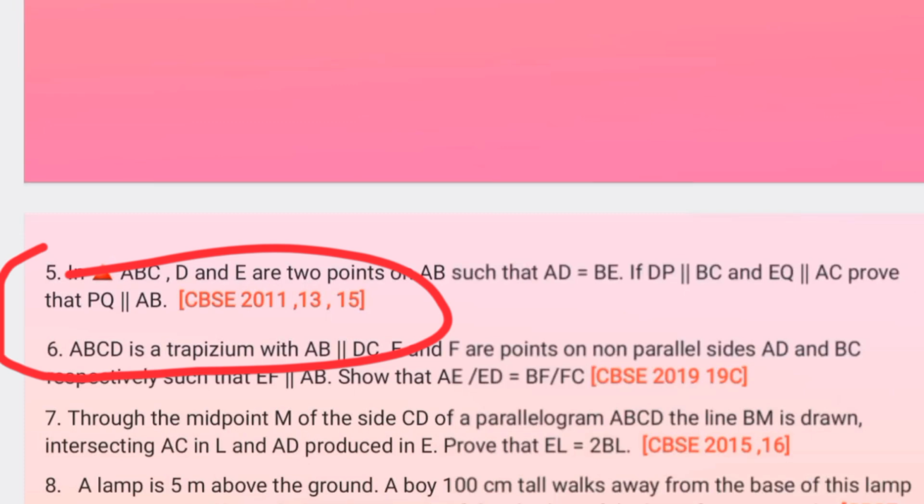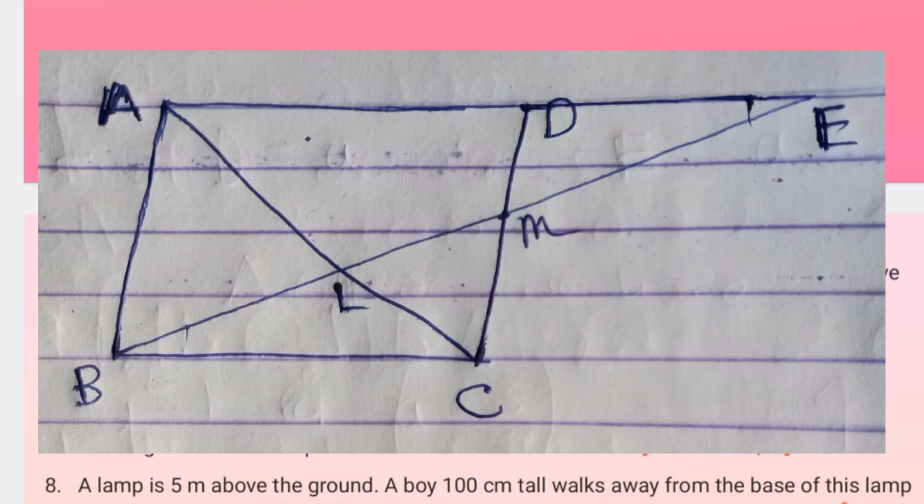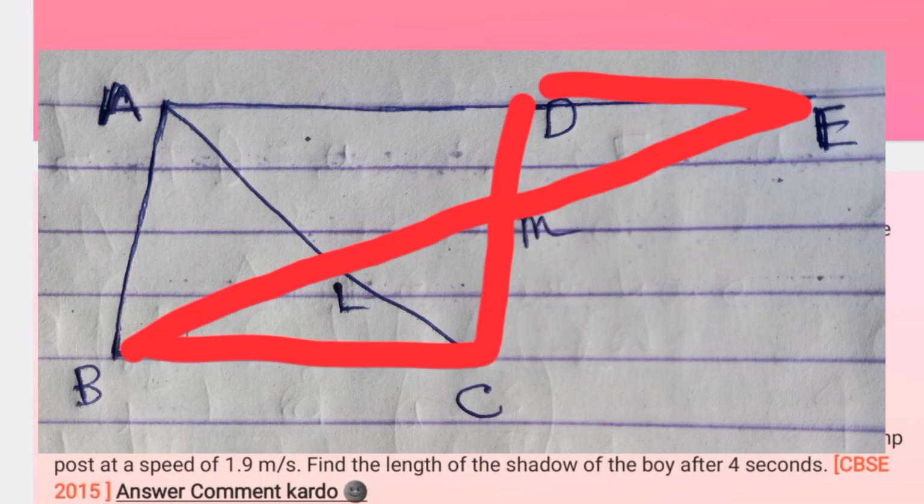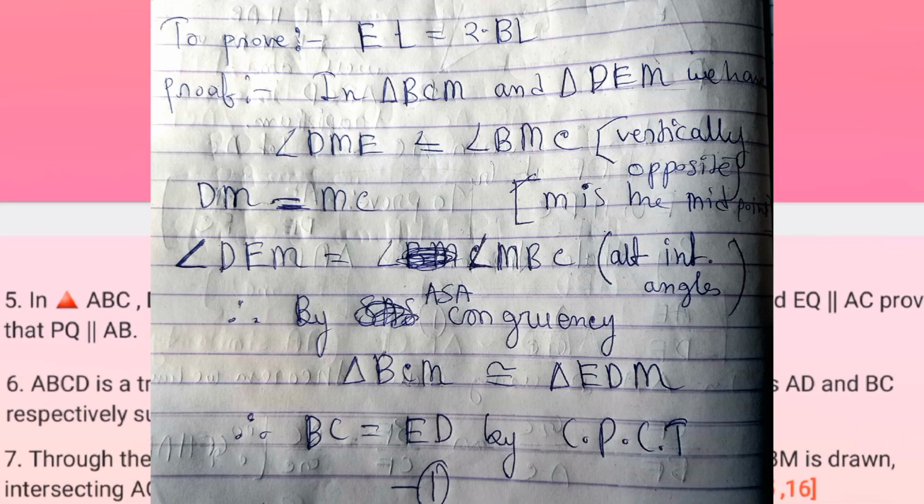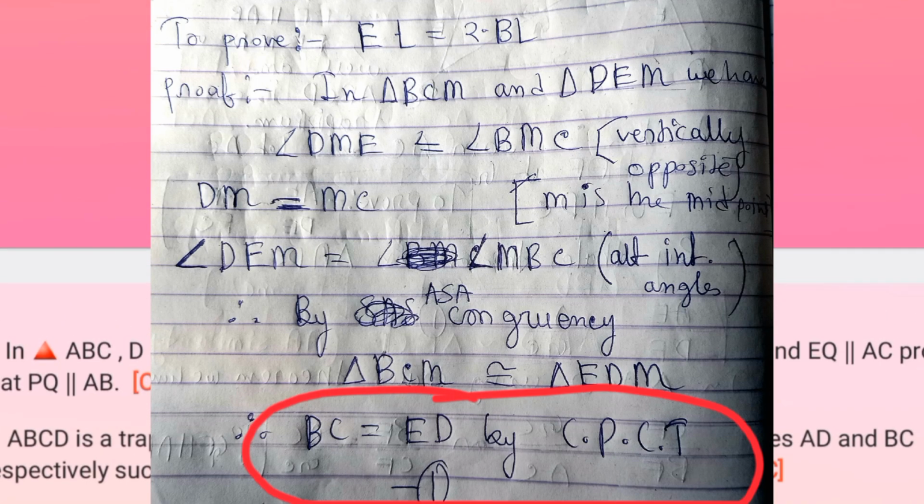Okay, question number 7 needs some explanation. So let me show you this diagram. Here I have extended M to E because we need to prove these two triangles congruent, not similar. After proving these two triangles congruent, we can say that BC is equal to ED. What's the point of proving this?